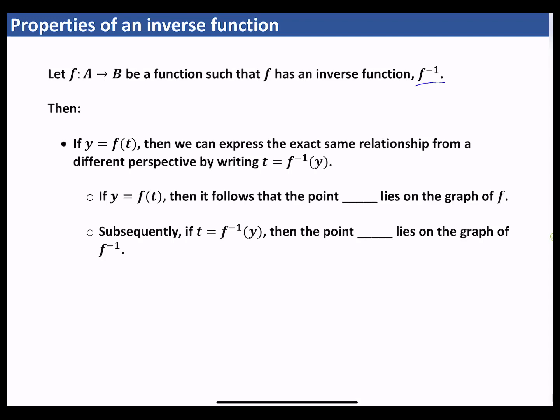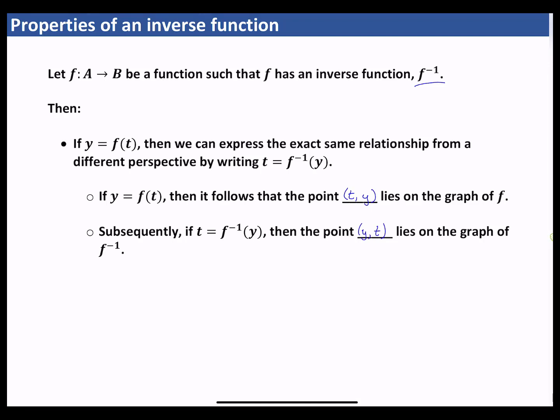And then if y equals f of t, then we can express the exact same relationship from a different perspective by writing t equals f inverse of y. And that tells us that if y equals f of t, then we know that t was the input and y is the output. So the point (t, y) lies on the graph of f. And subsequently, if t equals f inverse of y, then y is the input for the inverse and t is the output. So the point (y, t) lies on the graph of f inverse.